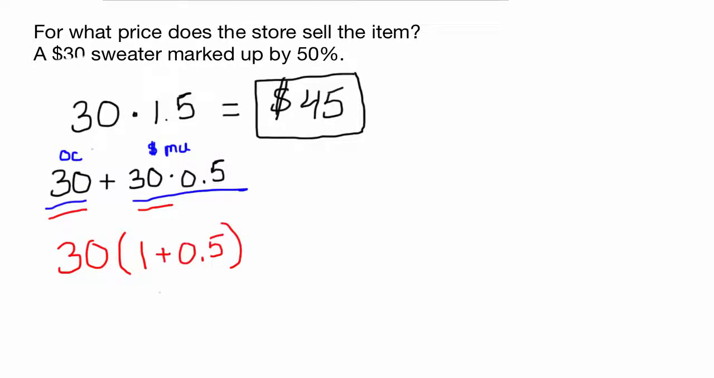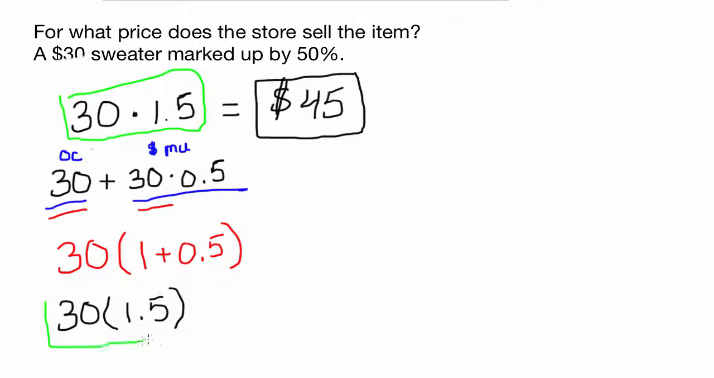Again, all I did was factor a 30 out of this term, I'm left with 1, and then plus, I factor a 30 out of this term, so I'm left with 0.5. Now look at this, I can simplify it. 1 plus 0.5 is 1.5. And there you go. It's exactly what we had up here: 30 times 1.5, and this is also 30 times 1.5.